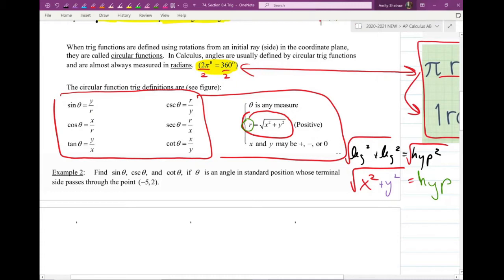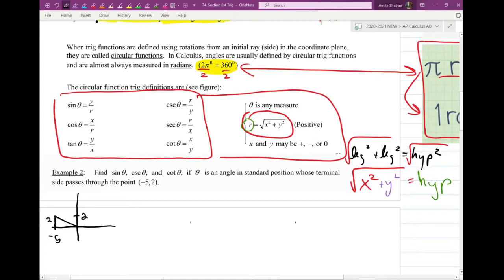Okay, so find sine, cosecant, and cotangent if theta is an angle in standard position whose terminal side passes through the point of -5 and 2. Well, how do I do that? First of all, let me just draw a picture of it, okay? So I'm drawing a picture of it, and I'm saying that -5 is over here on the x-axis, 2 is right here on the y-axis, and I would draw this triangle like this.